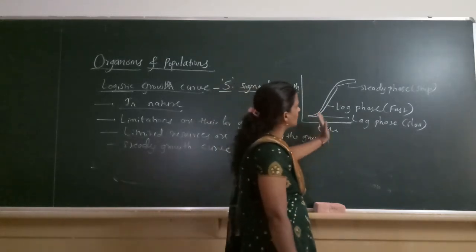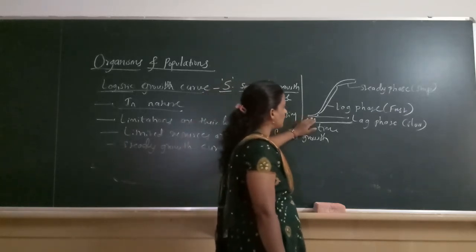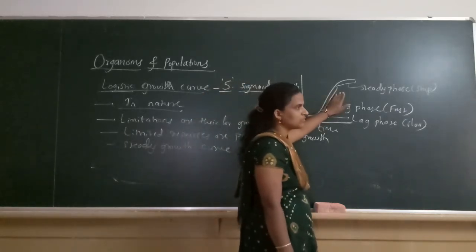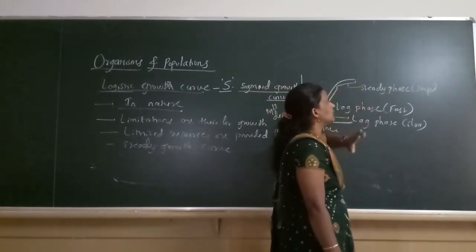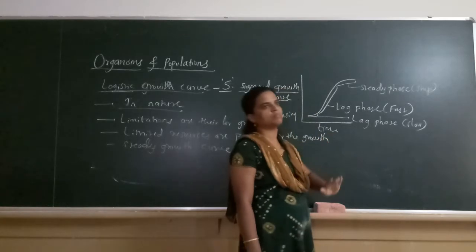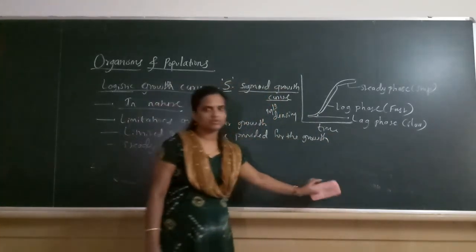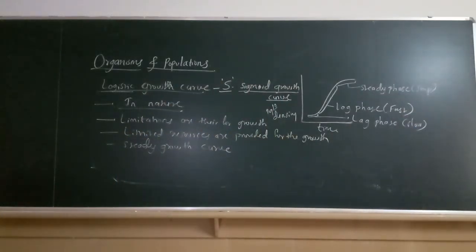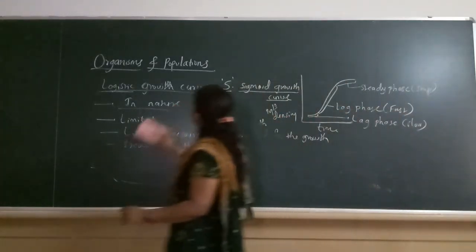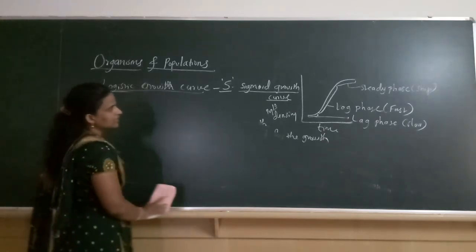There are three important characteristics we can see in the S shape. First, the growth starts slowly. Next, it goes fast. And next, again it goes steady or stops because of limited resources for growth. Okay, like this growth takes place. Next one, this is the logistic growth curve.